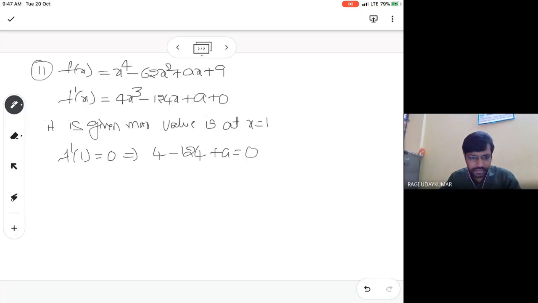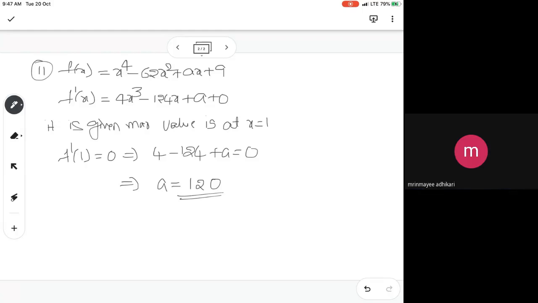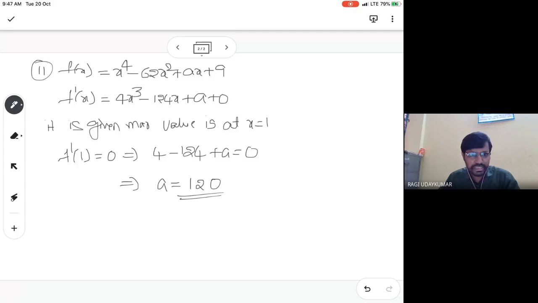So from this you are going to get the a value. I think a equals 120. So that is only what the question is asking you. Okay, understood? Yes, sir. It's a very simple problem. It's not very difficult.